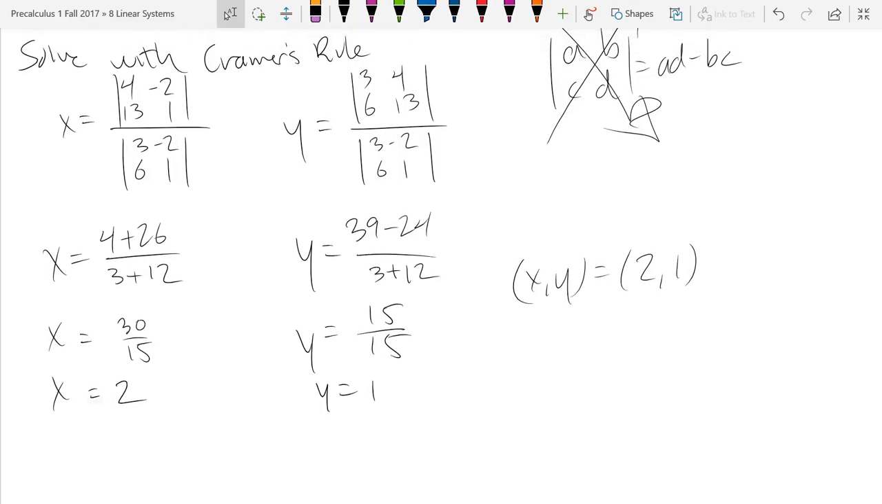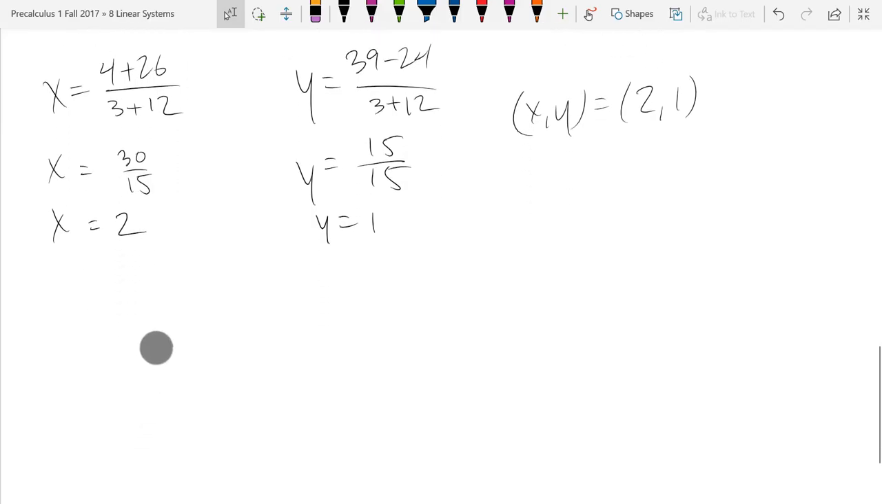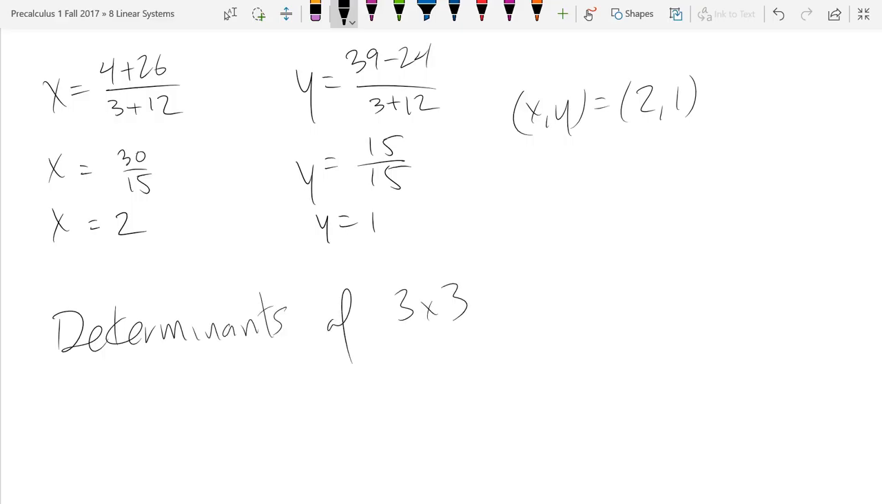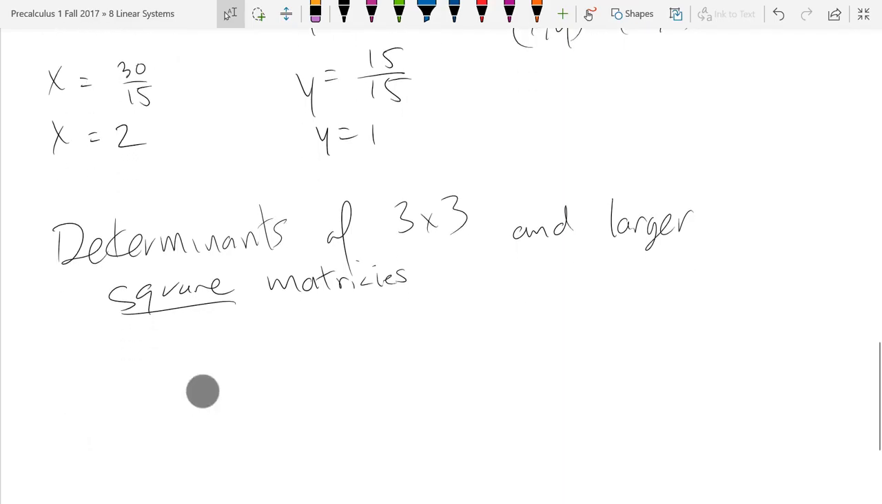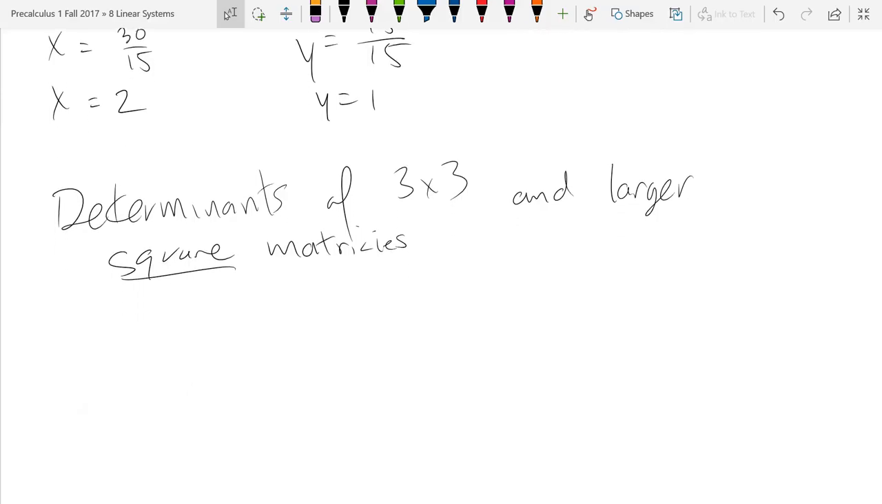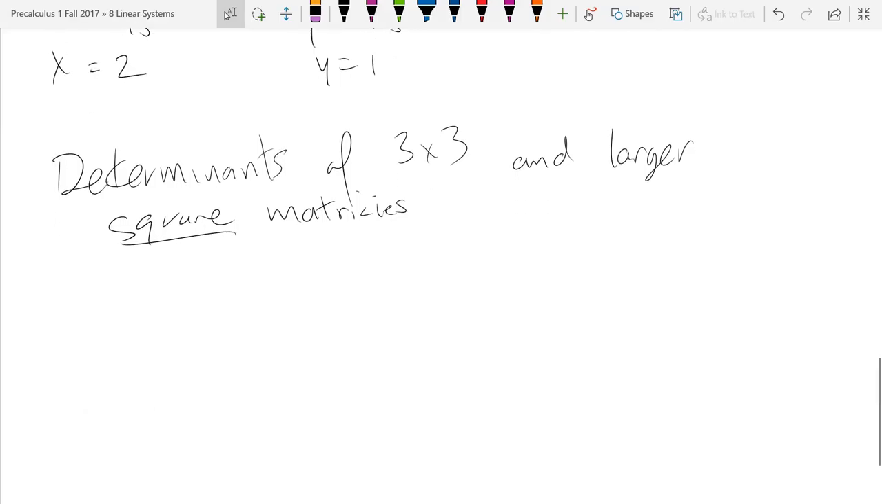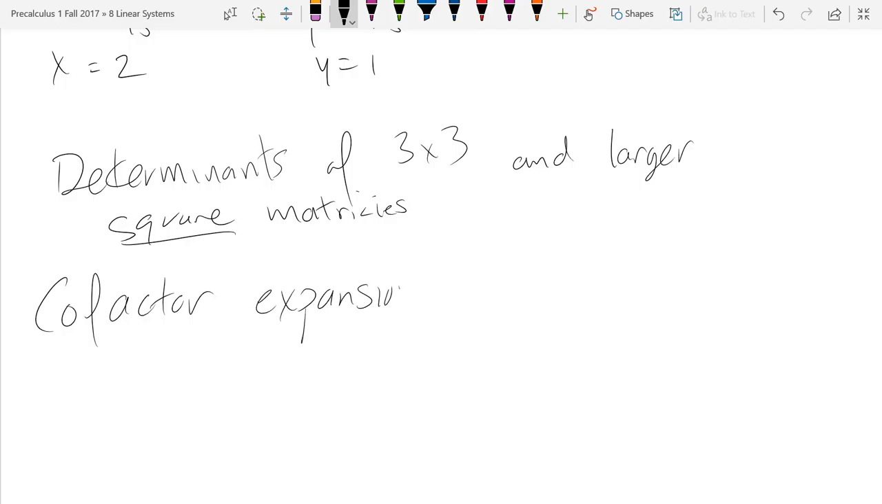Now we're going to switch to general determinants of square matrices. And the square matrices is important. If your matrix is not square, you cannot get a determinant. So only square matrices have determinants. And there's a couple things we need to think about when we compute determinants. We're going to do what's called cofactor expansion. So we're going to go across a row or down a column.